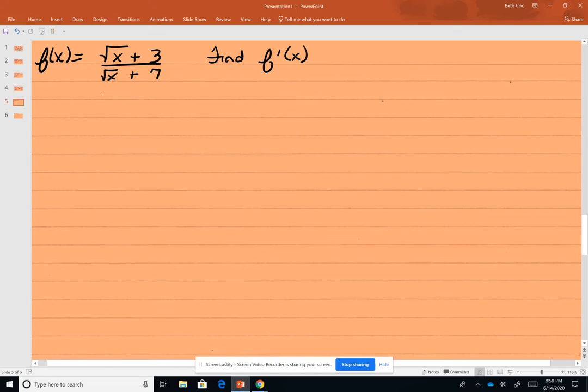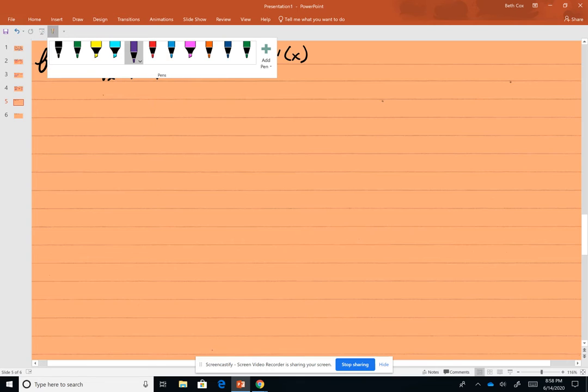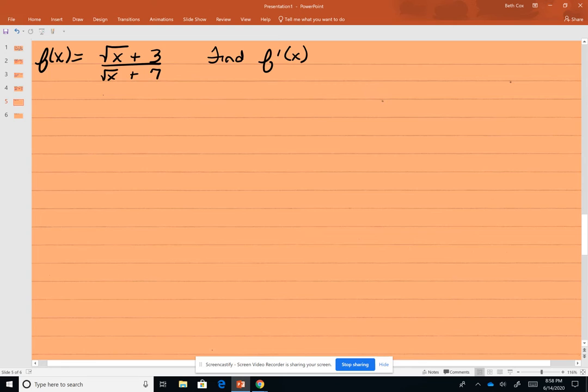The quotient rule in just math, y'all language is low-D high minus high-D low over low-low. And hopefully that low times derivative of the high, minus the high times the derivative of the low, over low-low or low squared. So however you want to look at it: low-D high minus high-D low over low-low. All right, so let's get started.